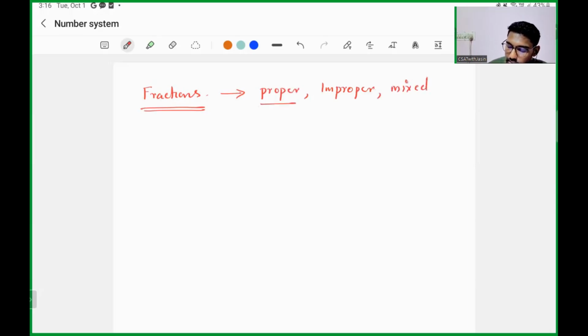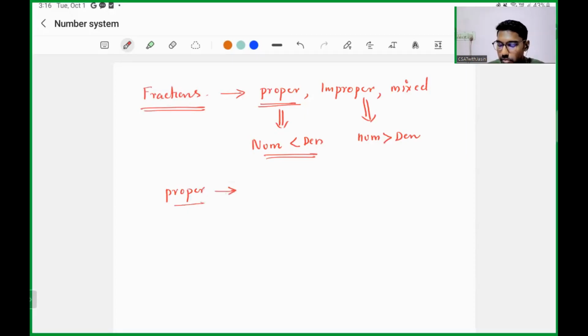So proper fractions means, I already told you, numerator will be less than denominator. So denominator will be greater. In an improper fraction, numerator will be greater than denominator. So give me an example for a proper fraction. Anyone give me an example for a proper fraction? Proper fraction, numerator will be less. Right.